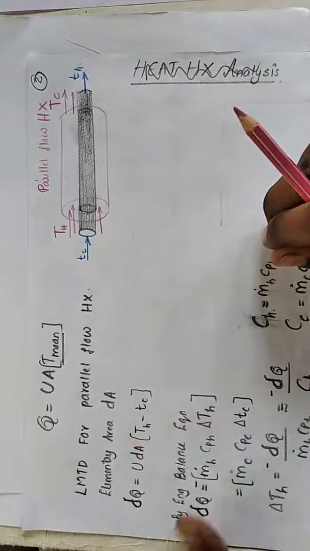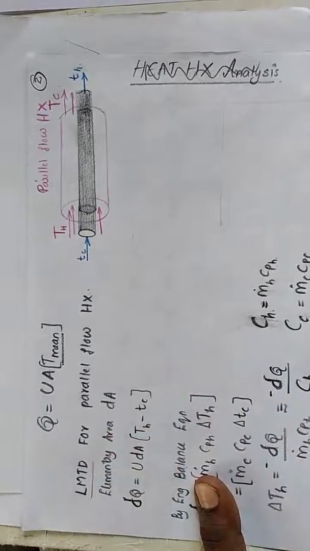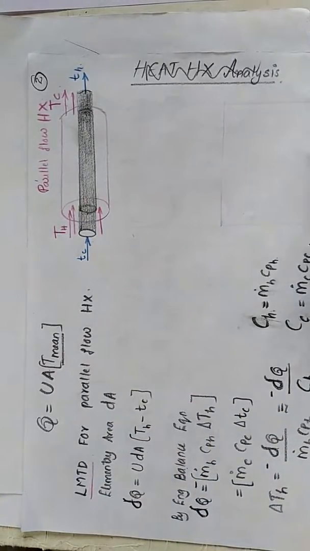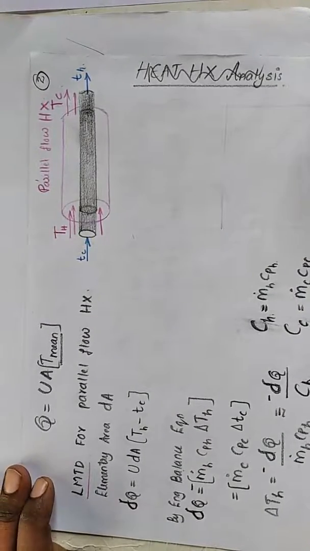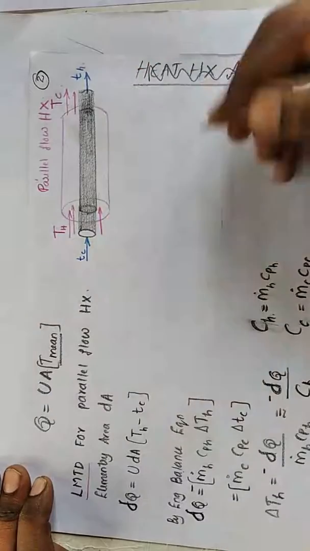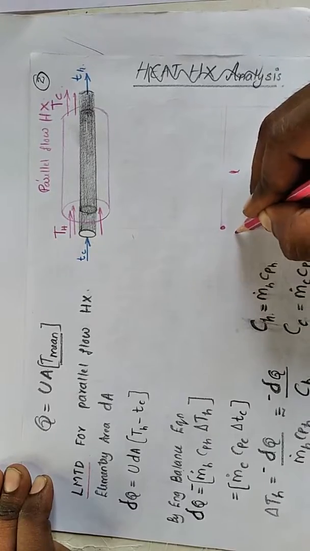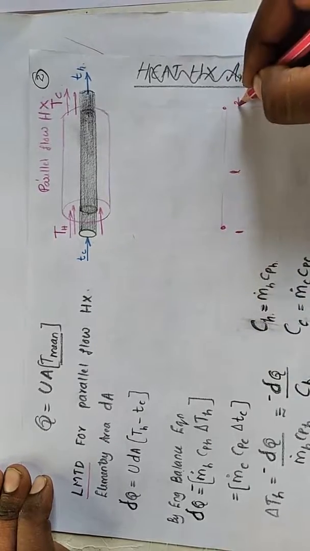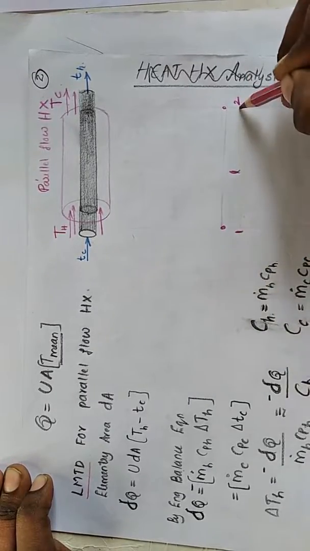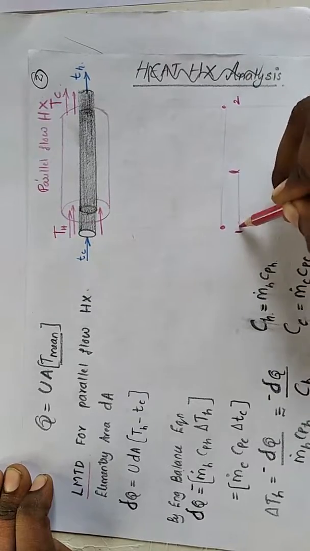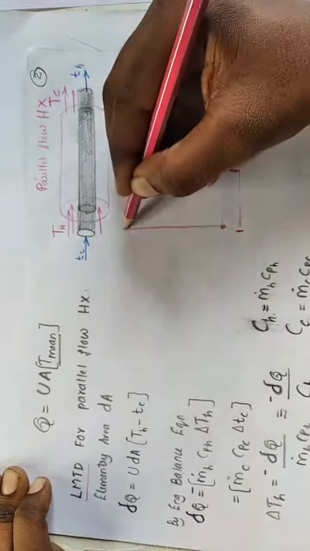Now we are going to detail what is meant by LMTD, logarithmic mean temperature difference. For the parallel flow heat exchanger, I am going to draw a graph of temperature along the length. This is the length. Here this is the inlet side 1 and this is the outlet side 2. The length goes on increasing from 1 to 2. 1 to 2 is the total length of the heat exchanger. In the y-axis, this is the temperature.